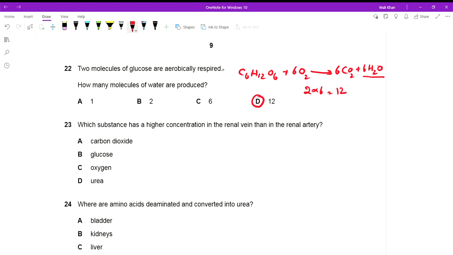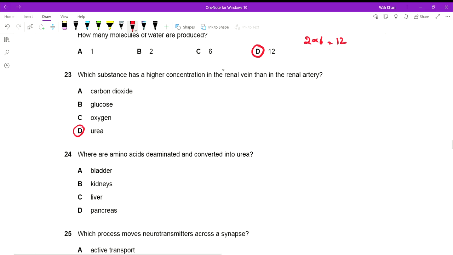So it is carbon dioxide, glucose, oxygen, urea. It is urea. Where are amino acids deaminated and converted into urea? Bladder, kidneys, liver, pancreas. Option C, liver.